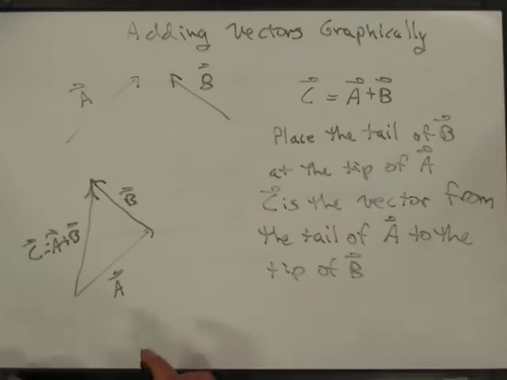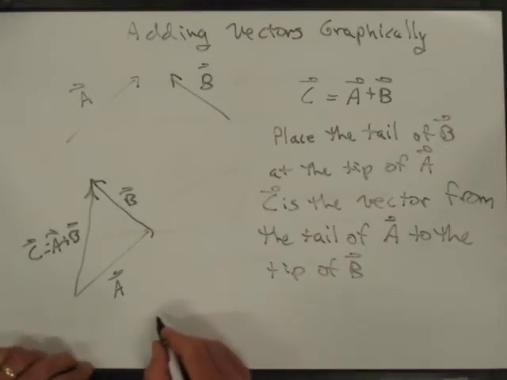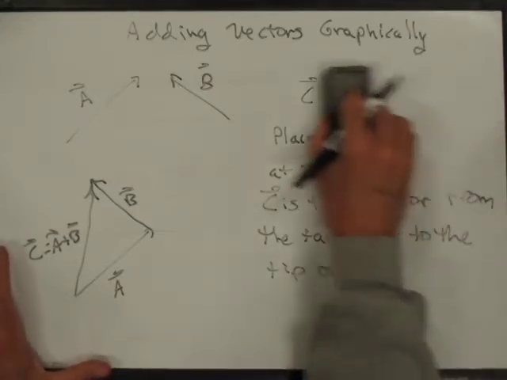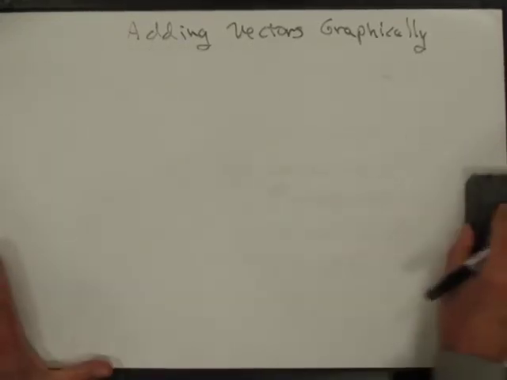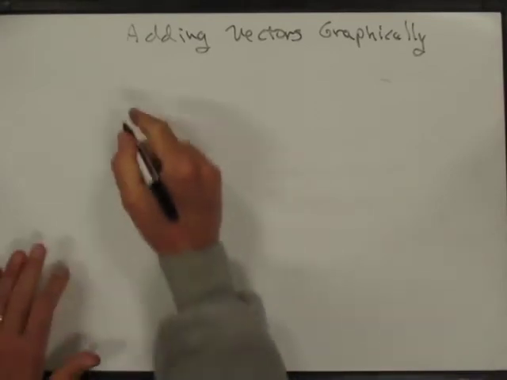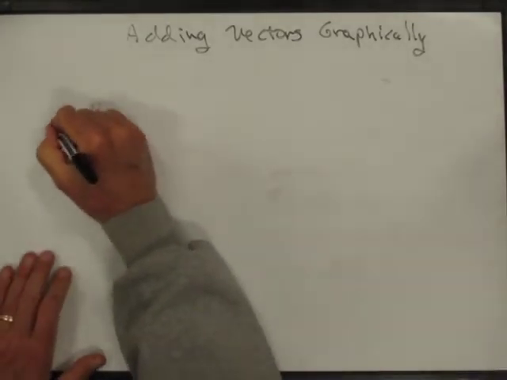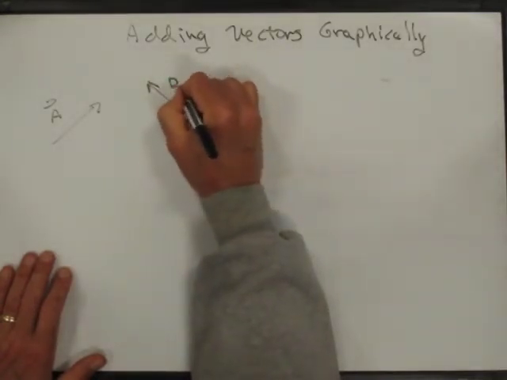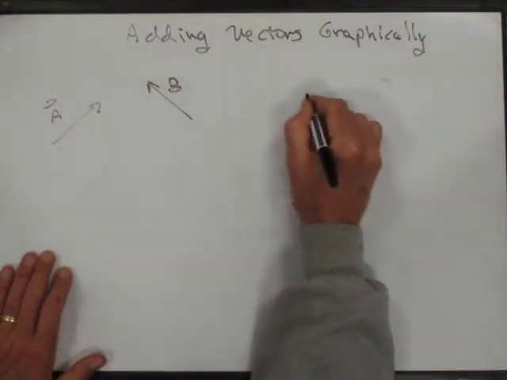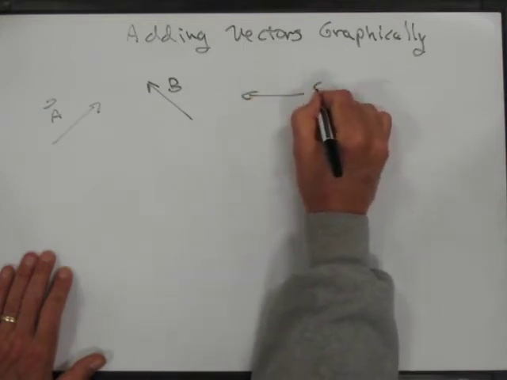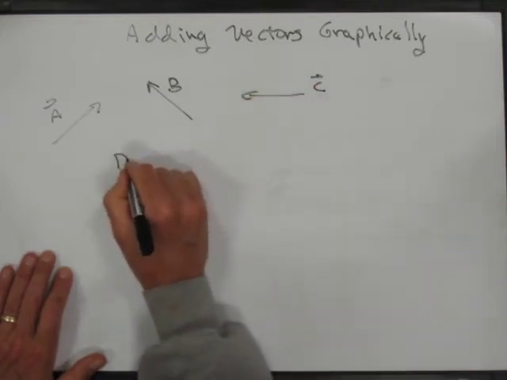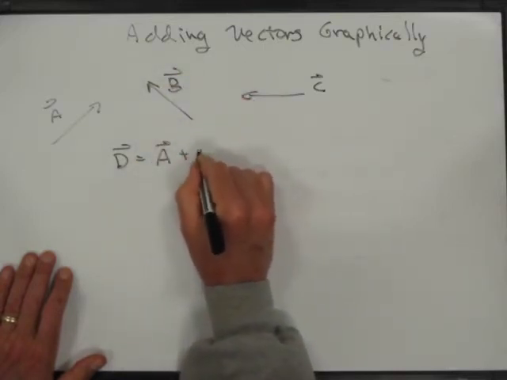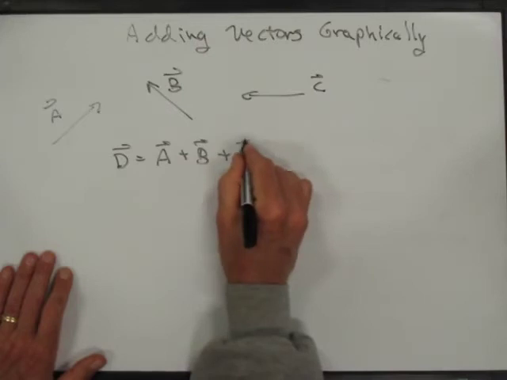So that's how you add vectors. If you wanted to add multiple vectors, suppose I had A, and this is B, and this is C, and I want to say D is equal to A plus B plus C.